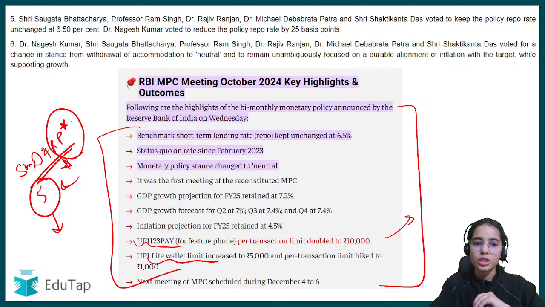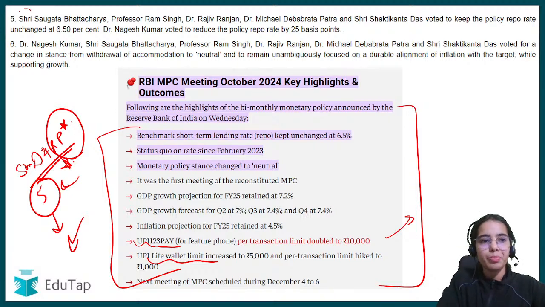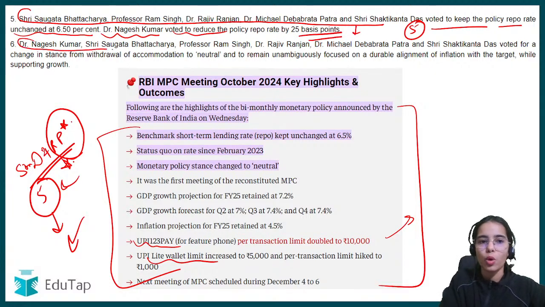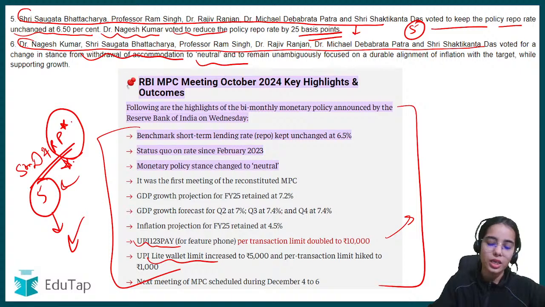So this document is also very important, and the previous session is on this document. The 5 members have voted to keep the policy repo rate unchanged at 6.50%, but Dr. Nagesh Kumar voted to reduce the policy rate by 25 basis points. All 6 of the members agreed to change their stance from withdrawal of accommodation to neutral. Okay, so this is the idea.